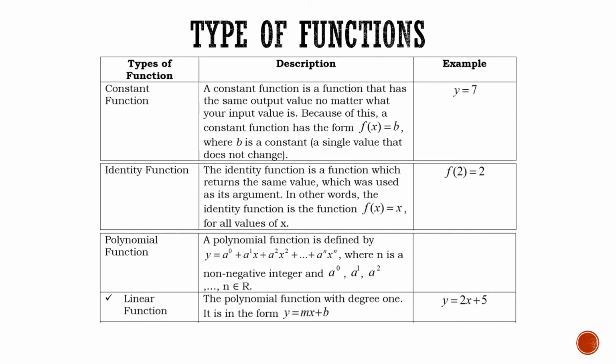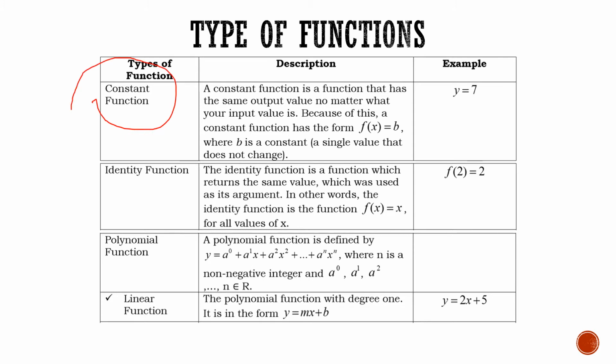Let us now deal with your types of functions. So here there is a table. I have your types of function in your first column, its description in your second column, and examples of these functions under your third column. So first type of function is your constant function.